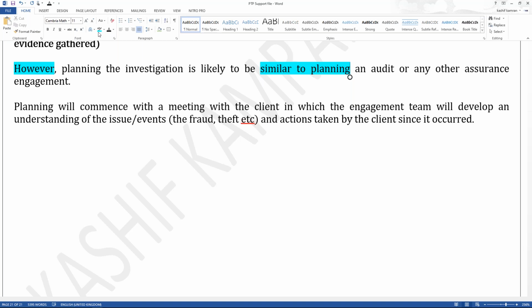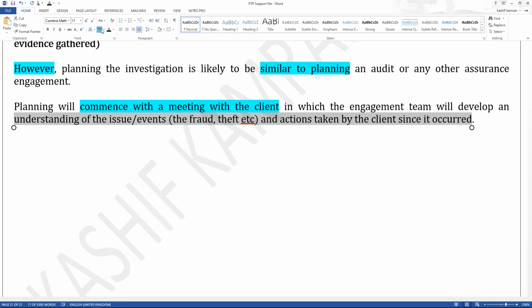So exactly the same phenomena of planning you have in audit, you will have in forensic. Planning will commence with a meeting with the client, because the client will tell you how the fraud took place, in which the engagement team will develop an understanding of the issue and actions taken by the client.